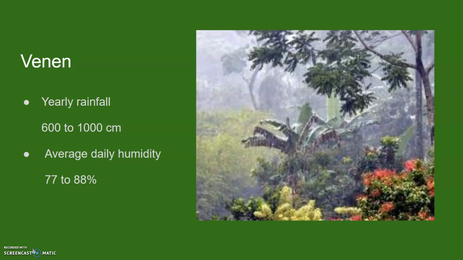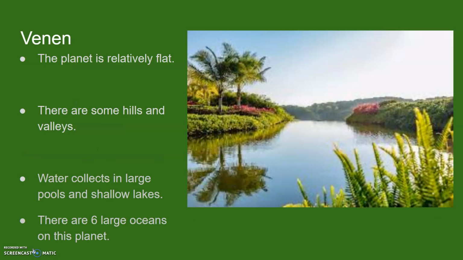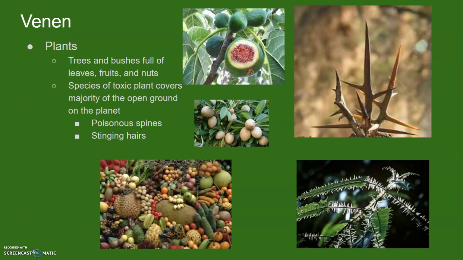When you're thinking about Vennen, think about those summer days when it's so hot and muggy it's almost hard to breathe. That would be the planet Vennen. The planet is relatively flat. There are some hills and valleys. Water collects in large pools and shallow lakes. There are 6 large oceans on this planet.